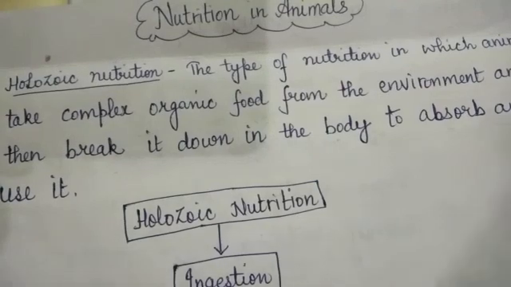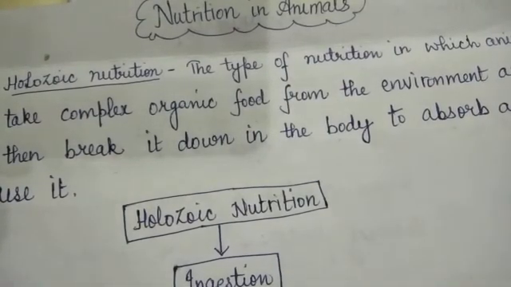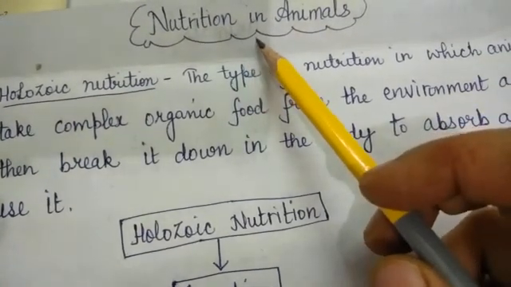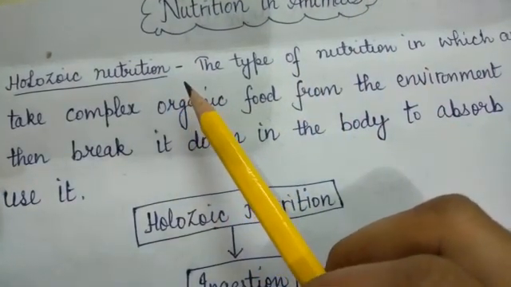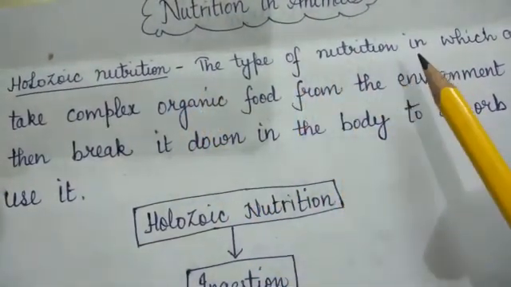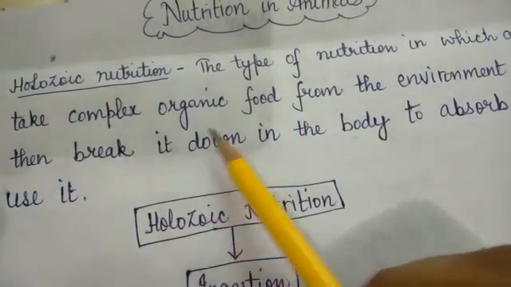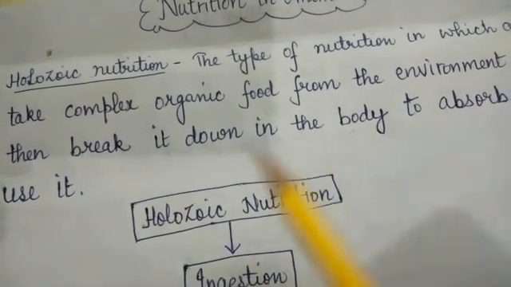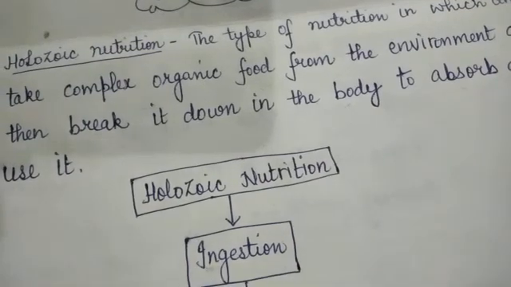So students, in today's lecture, we are going to recapitulate all the important points of our chapter number 2, nutrition in animals. First of all, we have discussed what holozoic nutrition is. This is a type of nutrition in which animals take complex organic food from the environment and then break it down in the body to absorb and use it.